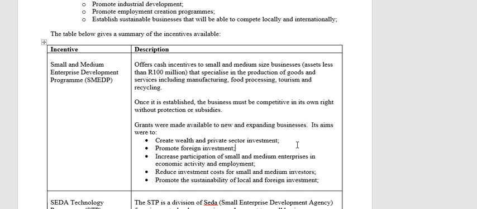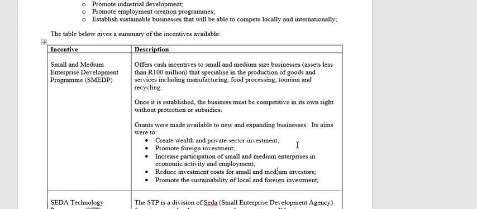They want to increase participation of small and medium businesses in economic activity and employment. We know that competition in the market sometimes is tough, and sometimes small and medium-sized businesses find it very difficult to compete against bigger businesses that have been established for a long, long time. So we want to encourage competition. Remember, that's part of the Competitions Act as well. We want to increase the likelihood of small and medium-sized businesses to actually survive in the market so that we can increase competition in the market.